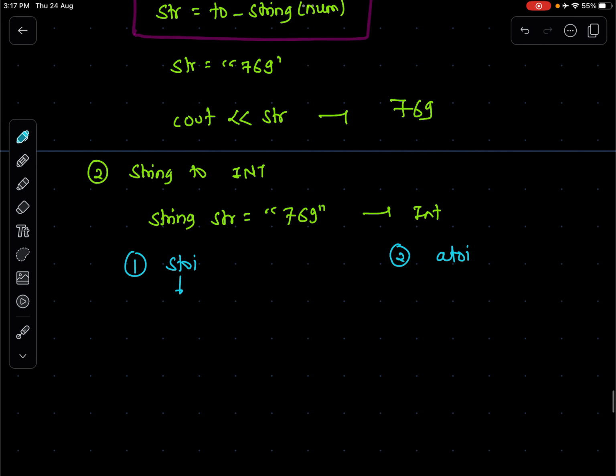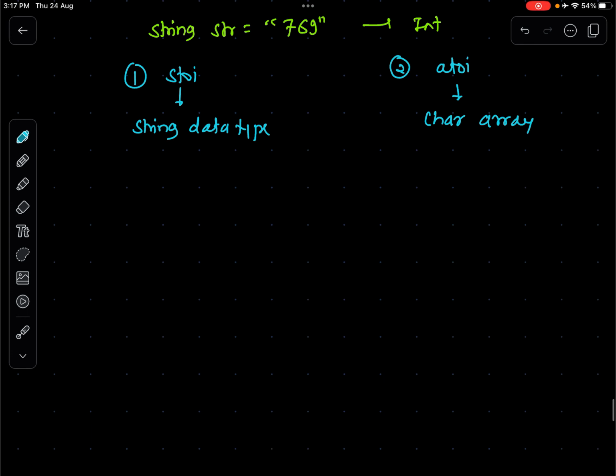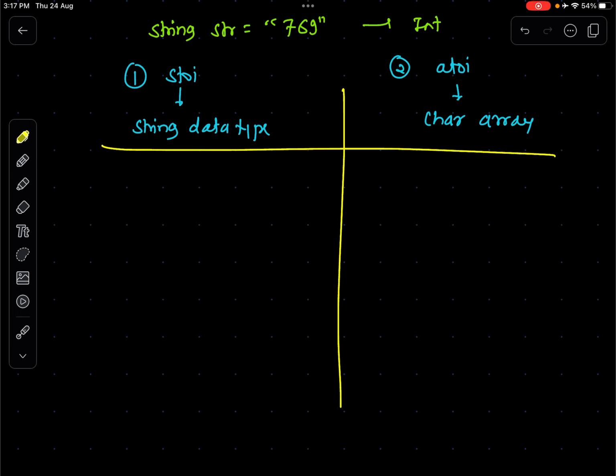stoi is mainly used with the string data type, whereas atoi is mainly used with character array. I hope you got the difference. Say for example I will write a difference over here. Say for example I have declared a string s, which is equal to "679", and here I will declare the character array ch, whose size is 10, equals "123".